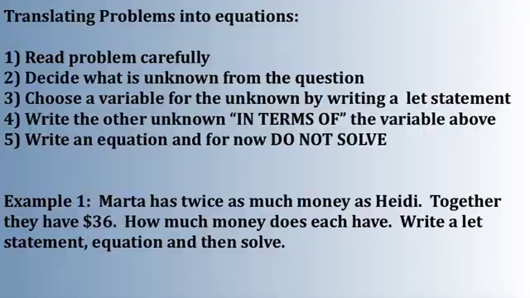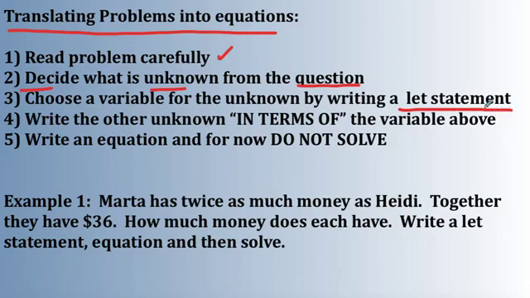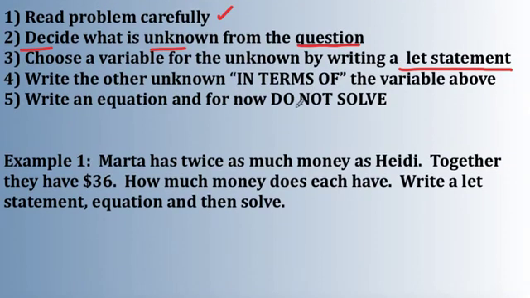All right, now we're going to get into some harder ones. So when we're translating problems into equations, you have to read the problem very carefully. It's important for you to actually decide what is unknown, and it is always given in the question. The question is what's unknown. We choose a variable for the unknown by writing a let statement and telling me what that variable means. And then we write the other unknown in terms of the variable. Right now we're writing equations with one variable. When we write 2, that'll be something we'll do slightly differently. Then we write the equation, and for now we're not going to solve, but I am going to have you solve, so let's forget that part, okay?